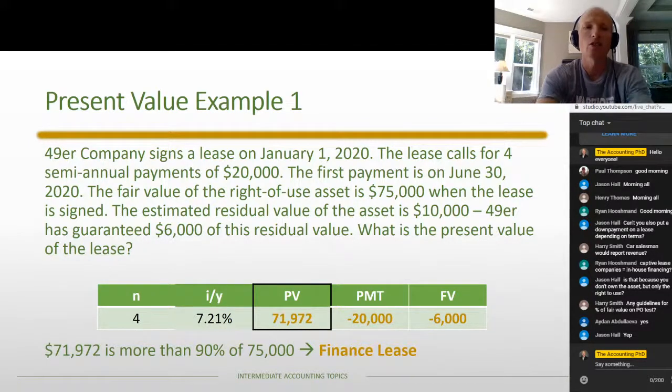All right, now since the $71,972 is more than 90% of the $75,000, this would be a finance lease. Regardless of any other terms, as soon as you go over 90%, that guideline indicates that this should be a finance lease. And again, for this class, we're going to use that more as a bright line rule. So this would be a finance lease.